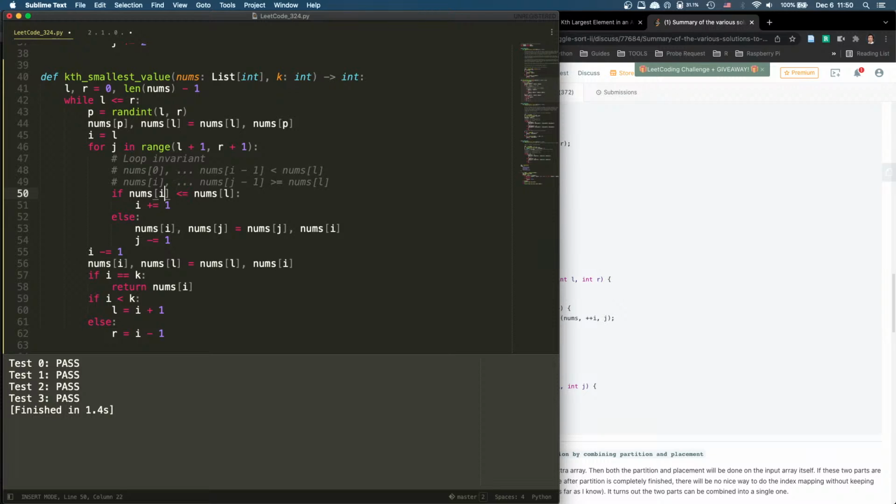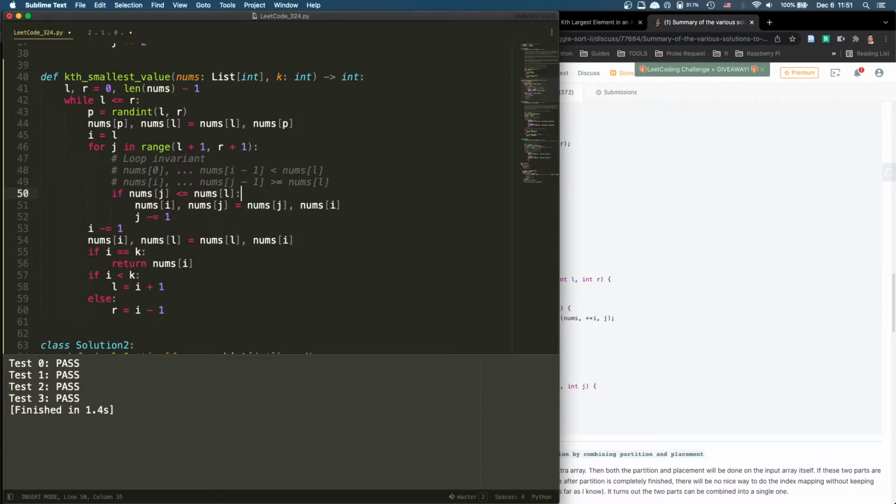So if that's the case, then we say if nums J is smaller than nums L, right? Oh, hold on, nums J is moving. Then we're going to swap I and J, right? We swap I and J. So the smaller goes to I, and because I will point to something larger, after the swap nums J is good.